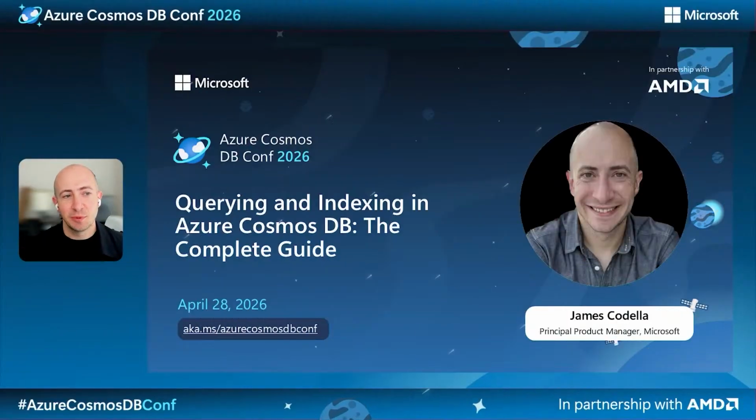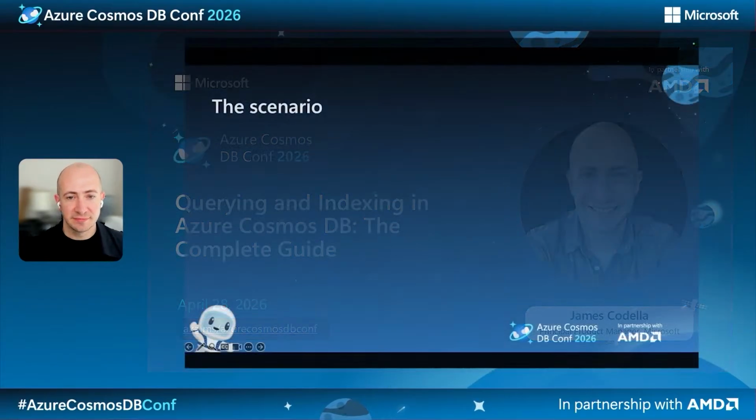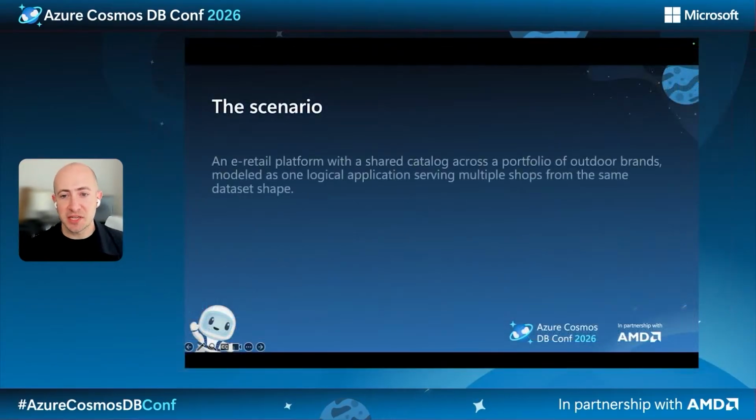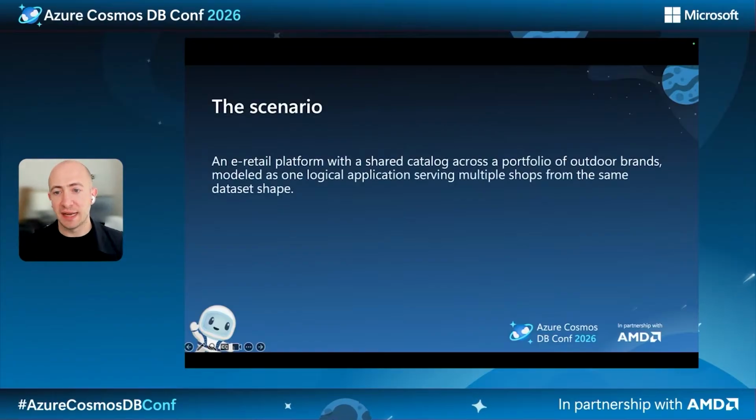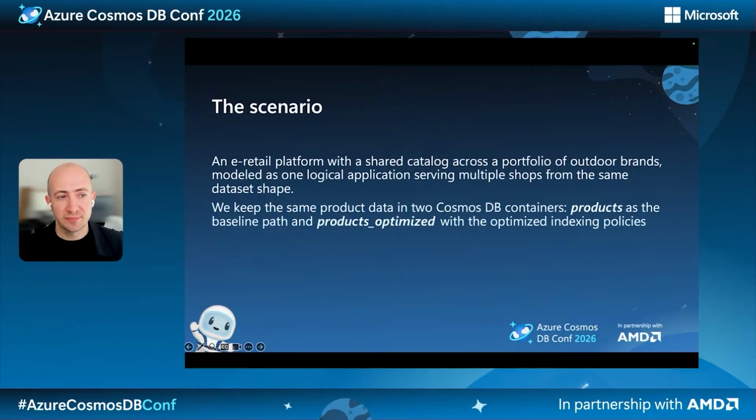Hey everyone, welcome to Querying and Indexing in Azure Cosmos DB. I'm James Cadella, Product Manager for Querying AI in Cosmos DB. Let's get started. So in this session, we're going to imagine a multi-tenant e-retail platform where we have customers that can shop across a portfolio of different products and outdoor brands. We're going to take a look at some common query workflows that such a platform might use in order to help their customers search for different products.